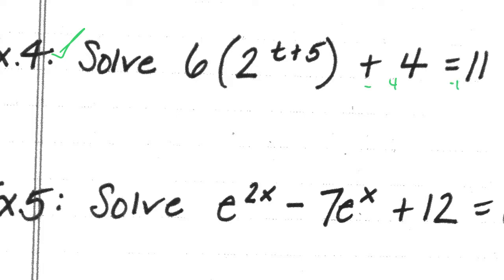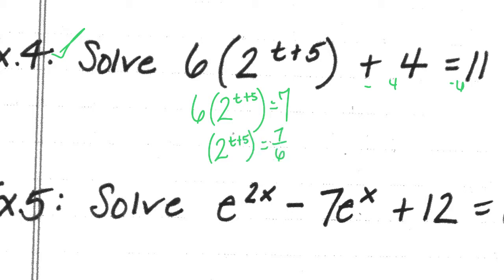The first thing we're going to do is get rid of the 4. So we have 6 times 2 to the t plus 5 is equal to 7. Then we're going to divide by 6. 2 to the t plus 5 is equal to 7 over 6. I have to rearrange this into a logarithm because I could never solve t plus 5 in the exponent. So I'm going to rewrite this as log base 2 of 7 over 6 equals t plus 5.